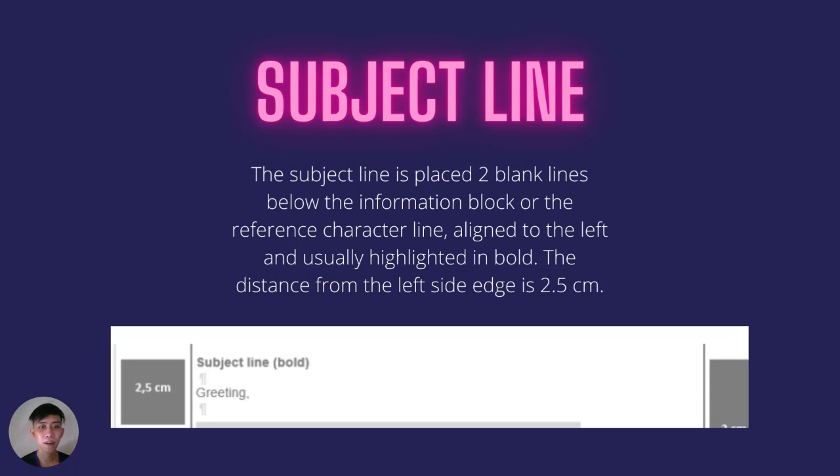The next design element is the subject line. The subject line is placed two blank lines below the information block or the reference character line, aligned to the left and usually highlighted in bold. The distance from the left side edge is 2.5 centimeters. The subject line describes the content or reason for the letter in a few words. It may include a transaction or offer number if necessary, and it may extend over several lines.